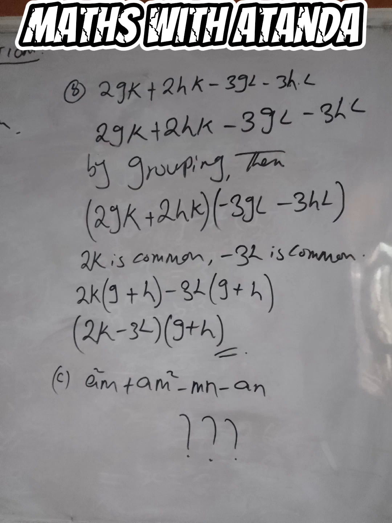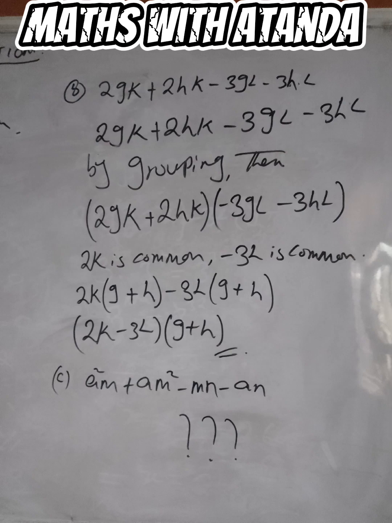Now if you check this first bracket, what is common? 2k is common, right? And in the second bracket, minus 3l is common, right? So for the first bracket, we factor out 2k outside, then what remains in the bracket is g plus h, right? Then we factor out minus 3l, and what remains in the bracket is g plus h, right?